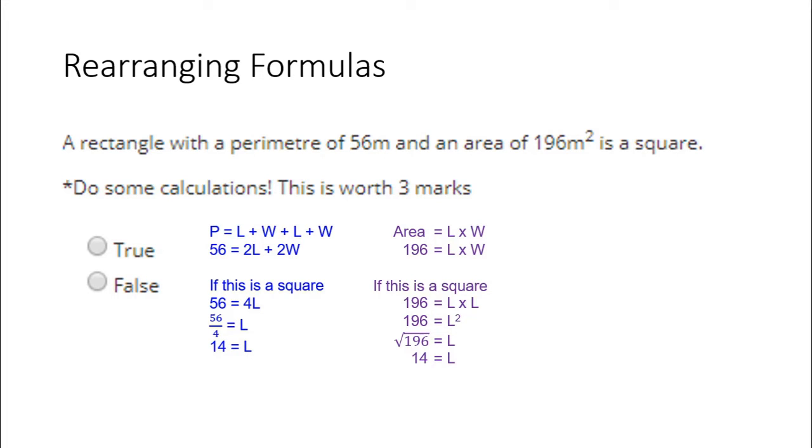That's the same value. It is possible that this rectangle with a perimeter of 56 meters also has an area of 196 meters squared, having a length which is equal to its width, which is 14 in both cases. So yes, this is a square. And I hope you did the calculations to prove it, because this was worth 3 marks, because you see all the working I did. True.